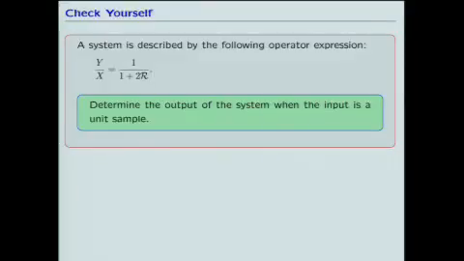So make sure you're up to speed. A system is described by the following operator expression. Determine the output of the system when the input is a unit sample.